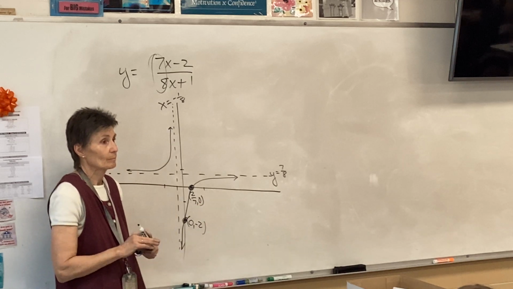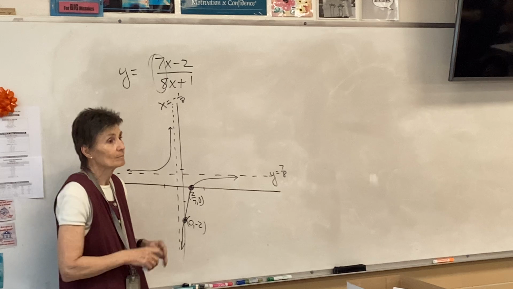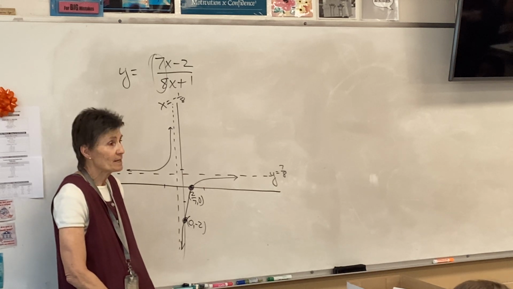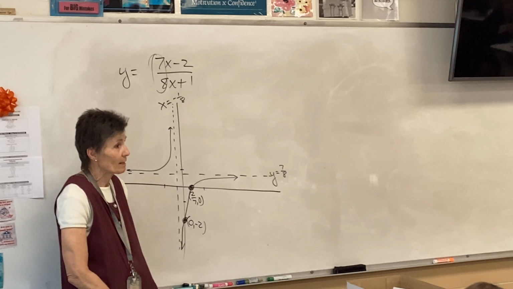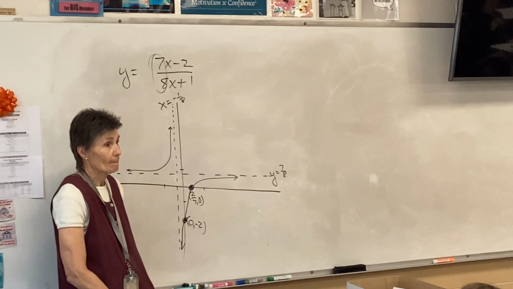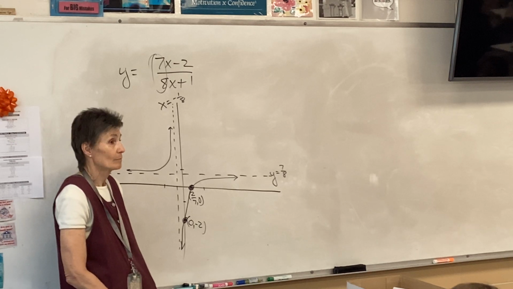How do you get the y-intercept again? Let x be 0. You let all the x's be 0 to get the y-intercept. So 8 times 0 equals 1. It's just -2 over 1.